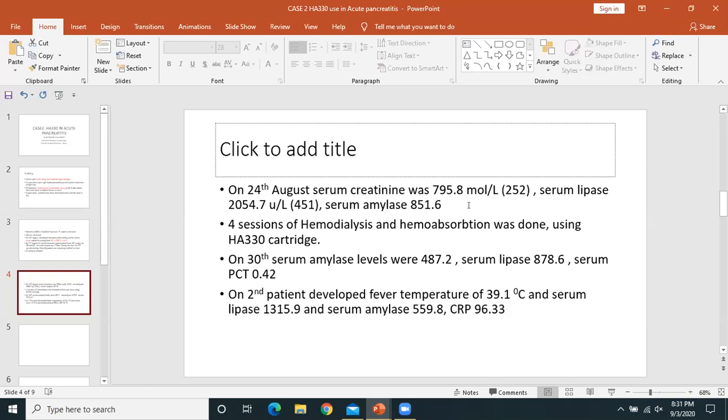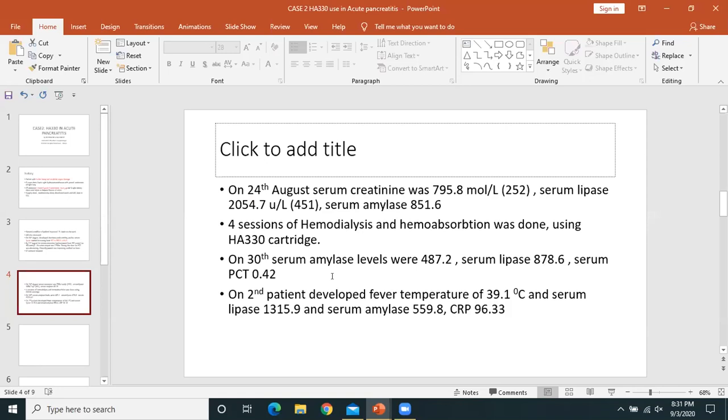So we decided to try hemoperfusion to see if we could lower the severity of the pancreatitis. We did 4 sessions of hemoperfusion: 3 consecutive ones, a rest of 1 day, and then the 4th one, using the HA330. We found that after the 4th session, which finished on the 29th, on the 30th the serum lipase had dropped from 851 to 487. The serum amylase had decreased from 2054 to 878.